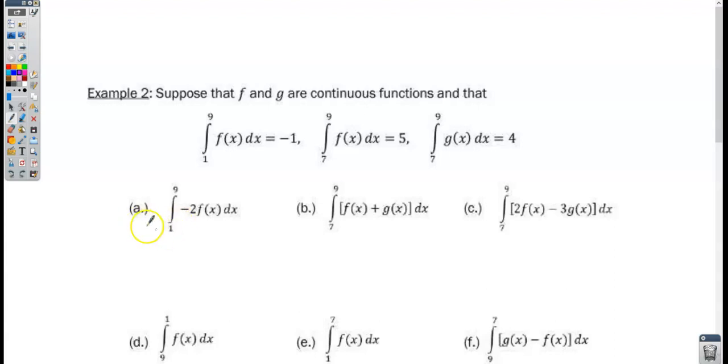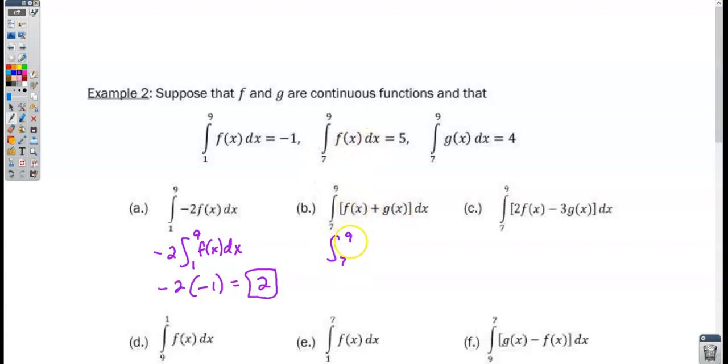properties. In part A, we've got the integral from 1 to 9 of negative 2 f of x. So that's going to be negative 2 times the integral from 1 to 9 of f of x dx. And we're given that the value of the integral from 1 to 9, so we just substitute that and boom, there's our answer. The integral from 7 to 9 of the sum of those two is equal to the integral from 7 to 9 of f of x plus the integral from 7 to 9 of g of x. And so that's just going to be 5 plus 4, which is 9.